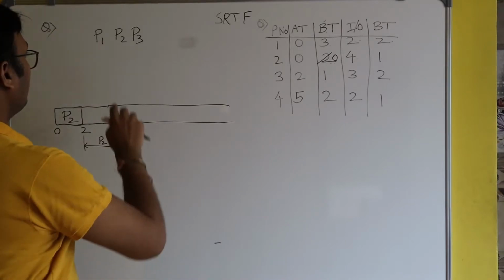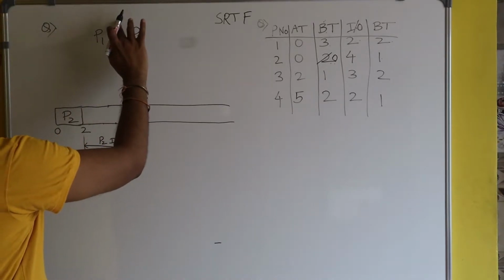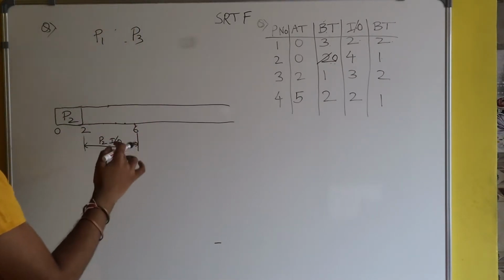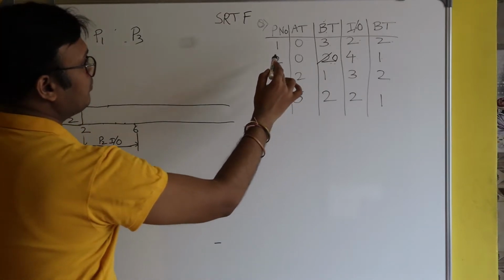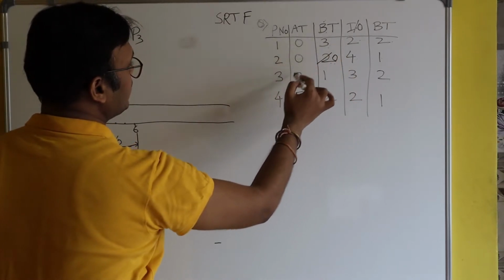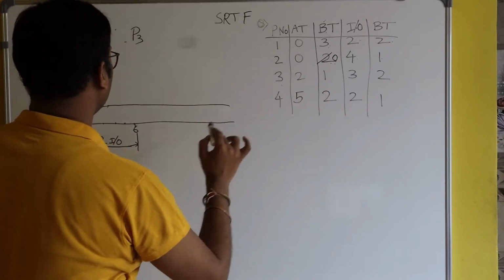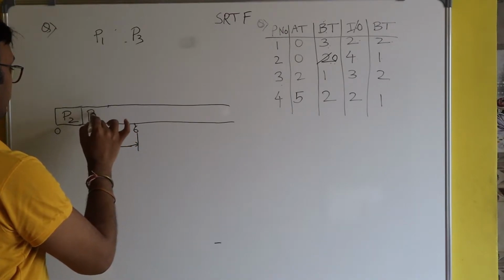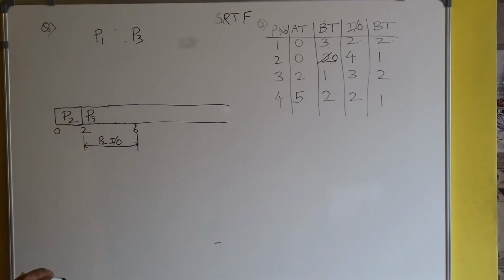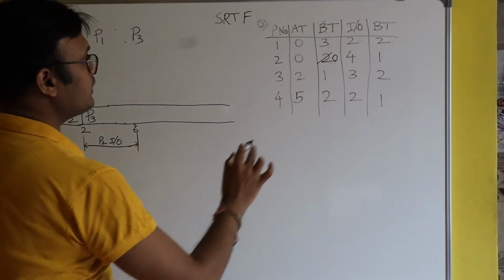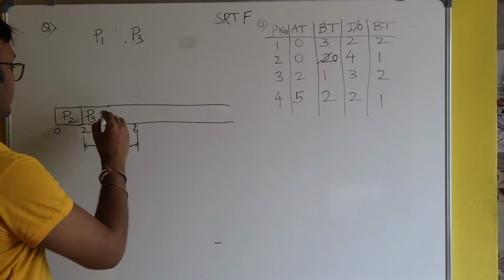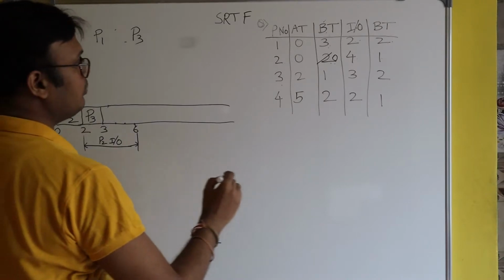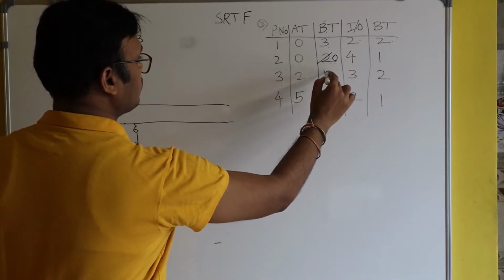Okay. So now we have to check. Just forget about P2. We have to check among P1 and P3, CPU will be given to which process. So let's see. The burst time of P1 is 3 seconds and the burst time of P3 is 1 second. So definitely CPU will be given to process P3. So here I will write P3. Fine. And its burst time is only 1 second. So P3 will run completely for 1 second, from 2 to 3. So now the first burst time of P3 is over.